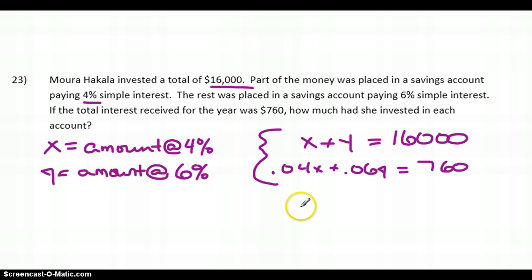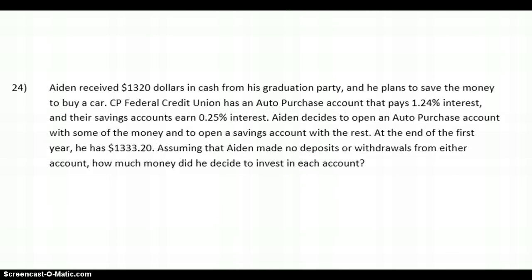Again, I want to solve those, and if I solve those, I'm going to multiply by 100 on this equation right here just to make that 4x plus 6y equals 76,000. Alright, before I solve, hold on. Looks like I have one more down on the bottom of this page.